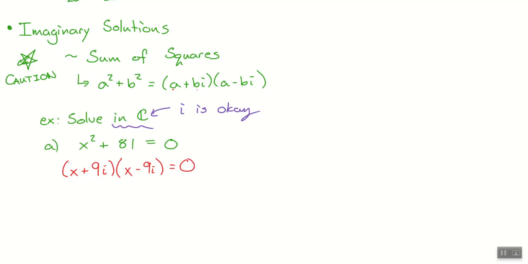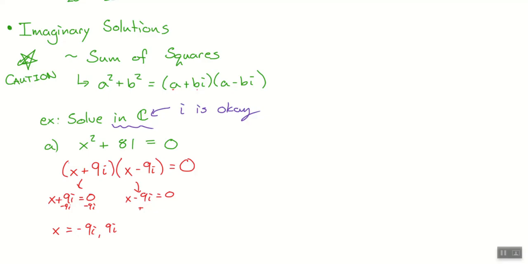If I do a little scratch work, and maybe we don't need it, but I'll show it just in case. If I set my first factor right here equal to 0, what do we get for x? Negative 9i, because I'll subtract that from both sides. I agree with you. Negative 9i. If we set this one equal to 0, I get x minus 9i equals 0. And what do we get for x? Positive 9i, and we're there. I got both of them.